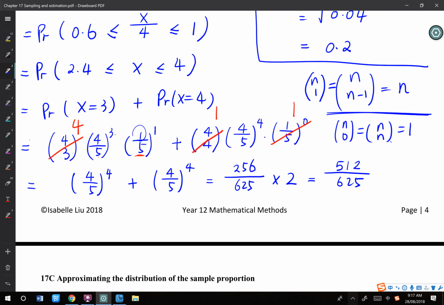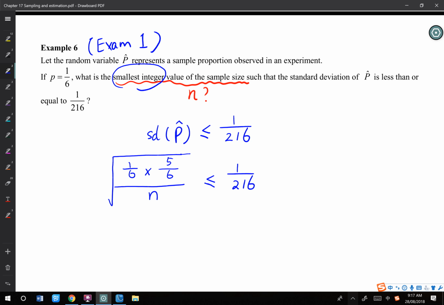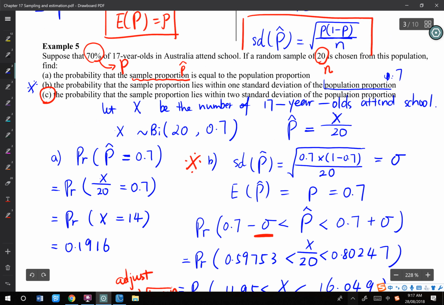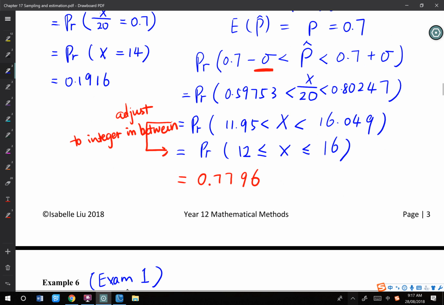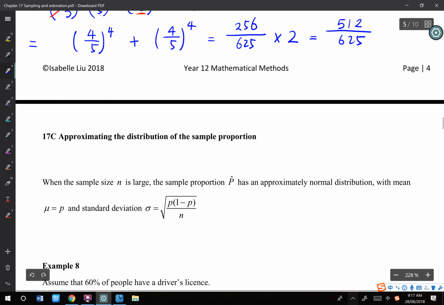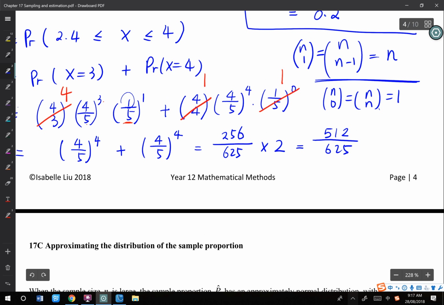All right, I went through pretty fast today, but I want you to complete example 6 by yourself to work out the value, and I want you to complete example 5C by yourself within 2 standard deviations. It's a very important type of question. Example 5C is exactly the same as example 5B, but instead of 1 standard deviation, you have 2 standard deviations. And Thursday we'll continue with 17C for the 3rd type of distribution.